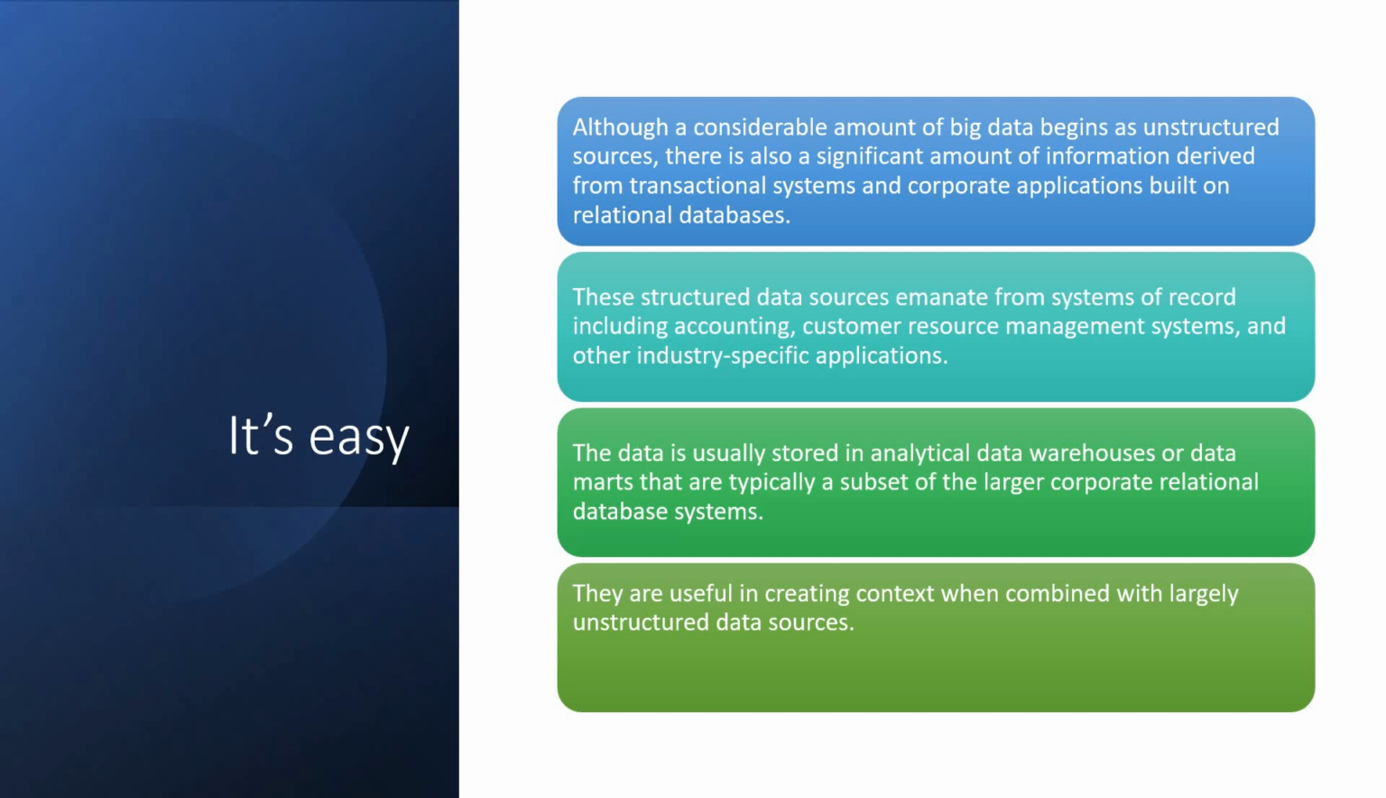We have a considerable amount of big data, which actually begins as unstructured sources. On the other side, there is a significant amount of information derived from transactional systems and corporate applications built on relational databases. These structured data sources emanate from the systems of record, including your accounting, customer relationship management systems, and any other specific applications that you have. So, one part of it is unstructured, and another significant part to be considered is structured as well.